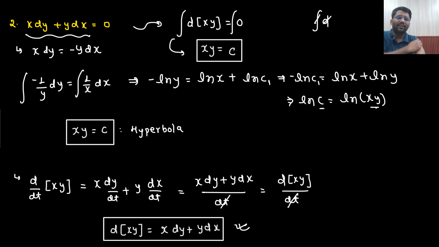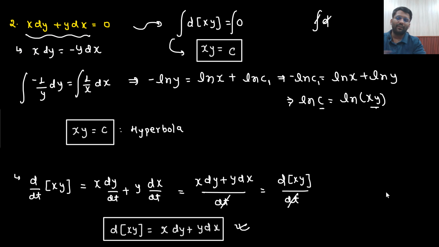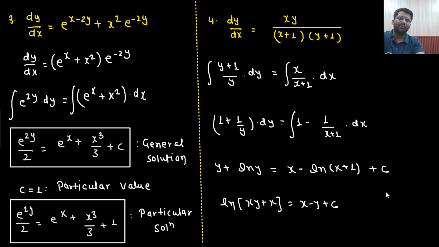There will not be any ambiguity; directly you know that y will go here, x will go here. Here also clearly it is visible. E to the power minus 2y, clearly it is visible. So variable separation will be clearly visible.